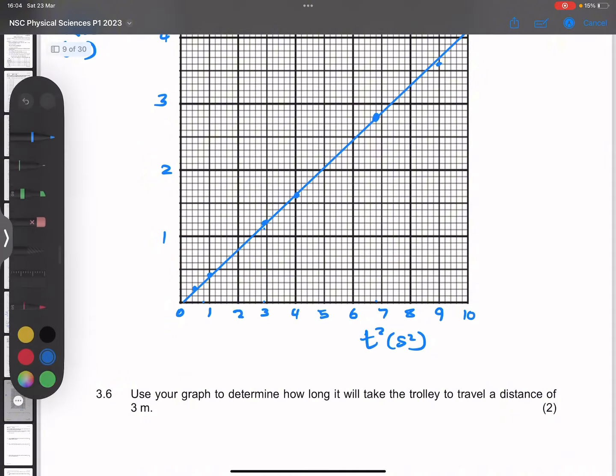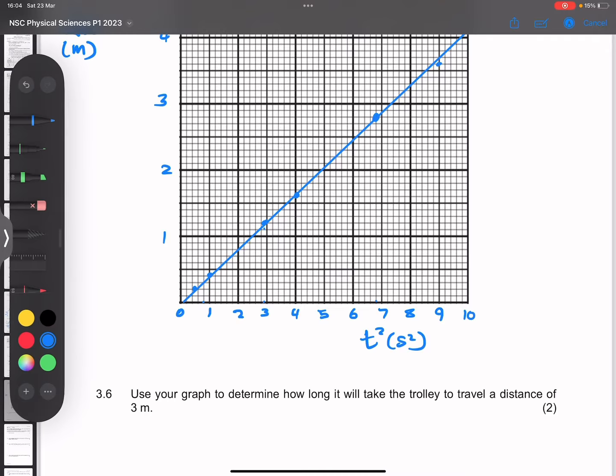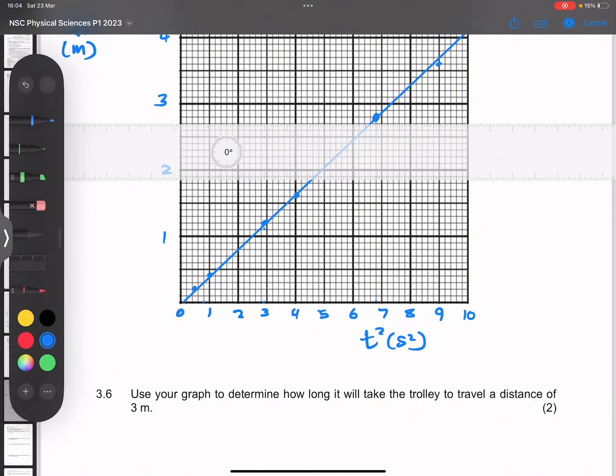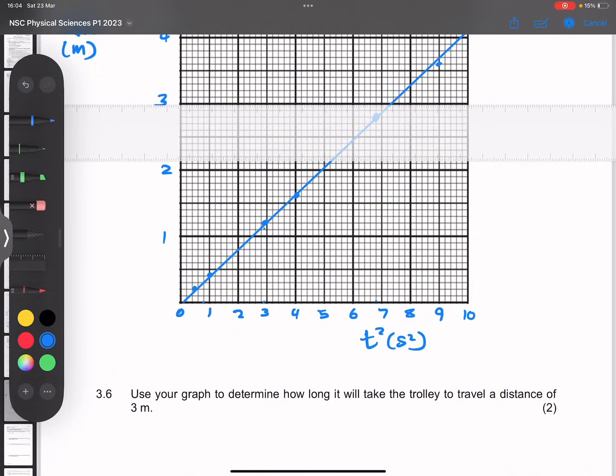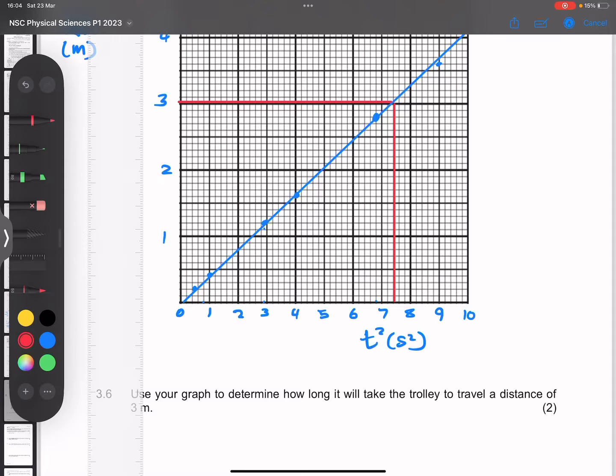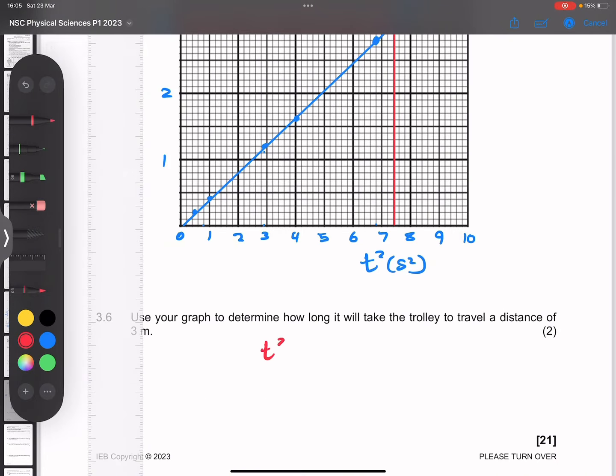So now to interpret that from the graph, I'm going to take my ruler again and say when my distance is 3 meters, there it is over there, I want the corresponding time value. All right, so what time would that correspond with? So there it is there. That would be, looks like 7.4, right? But remember that's time squared, 7.4 seconds squared.